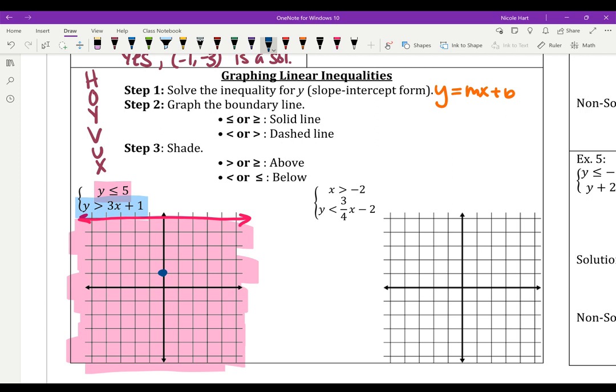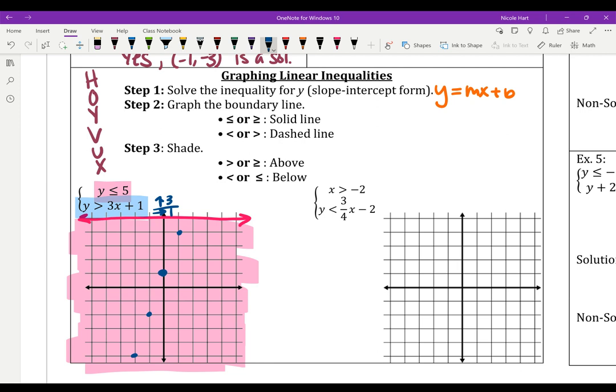And our slope is 3, which means we go up 3 and to the right 1. So I'm going to go up 3, 1, 2, 3, to the right 1. Up 3 and to the right 1. If we need to go to the opposite direction, we can, just to make sure we make a straight line. We can go down 3, 1, 2, 3, and to the left 1. Down 1, 2, 3, and to the left 1.